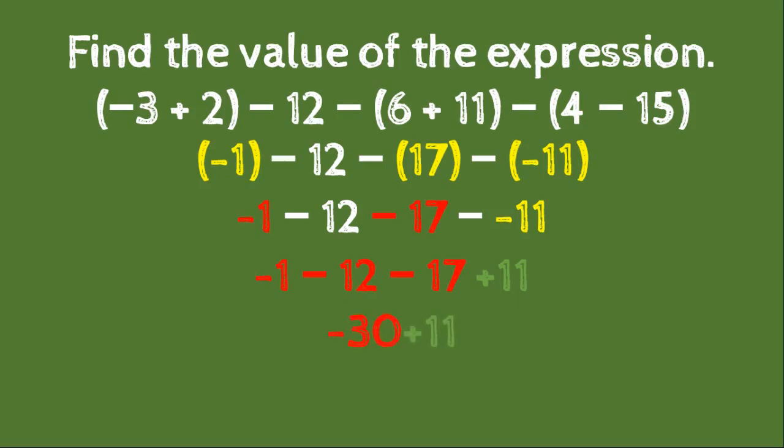So we can also just continue with the negative numbers first. Minus 1 minus 12 equals minus 13, minus 17 equals minus 30. And we leave the addition at the end, minus 30 plus 11. Now we do the final addition, and we do minus 30 plus 11 equals minus 19, or negative 19.